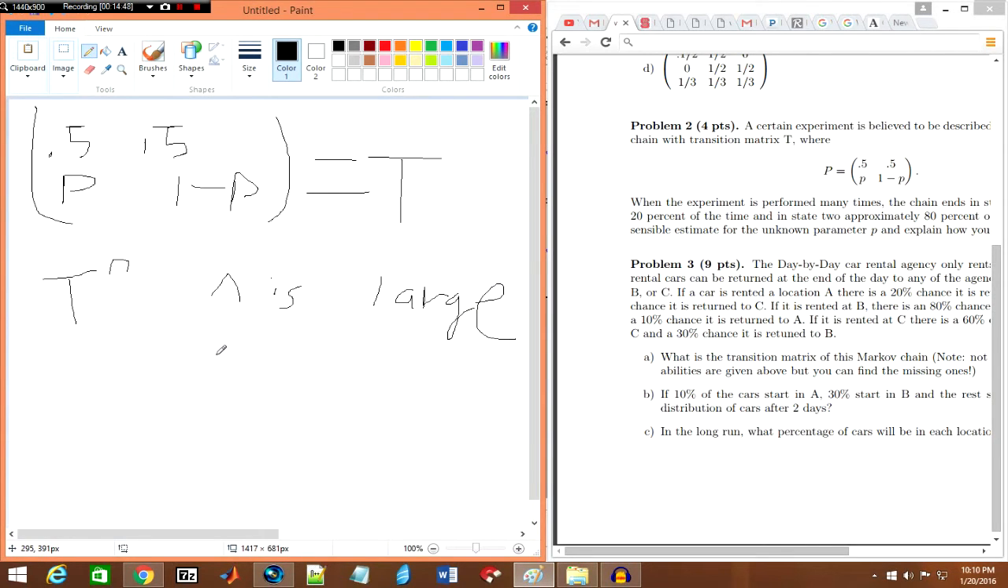So we want to see what that is, but we have no idea what to make it so that 20% of the time you're in state 1 and 80% of the time you're in state 2. State 1 is this column. State 2 is this column. So state 1, state 2. We want those to be equal to 0.2, 0.2, and 0.8, 0.8.